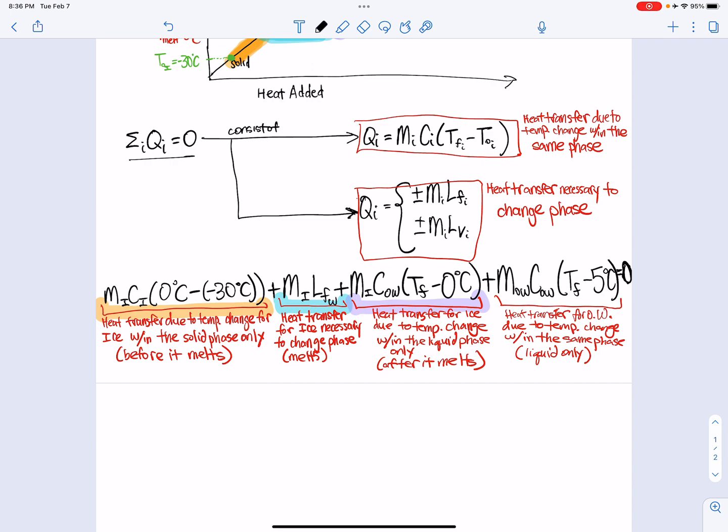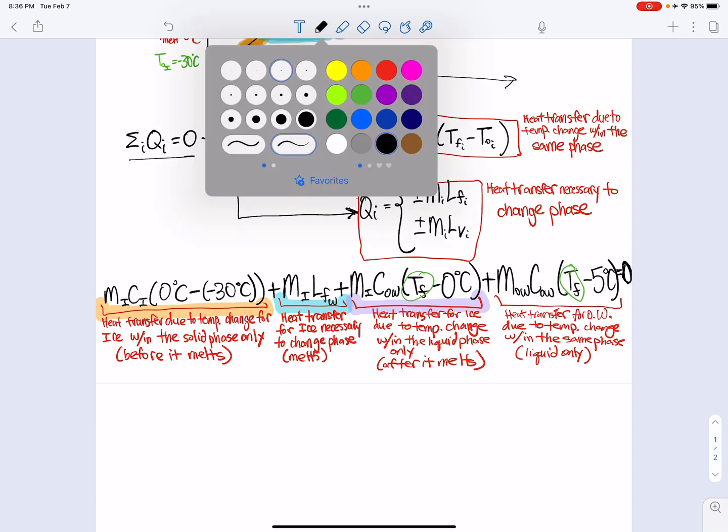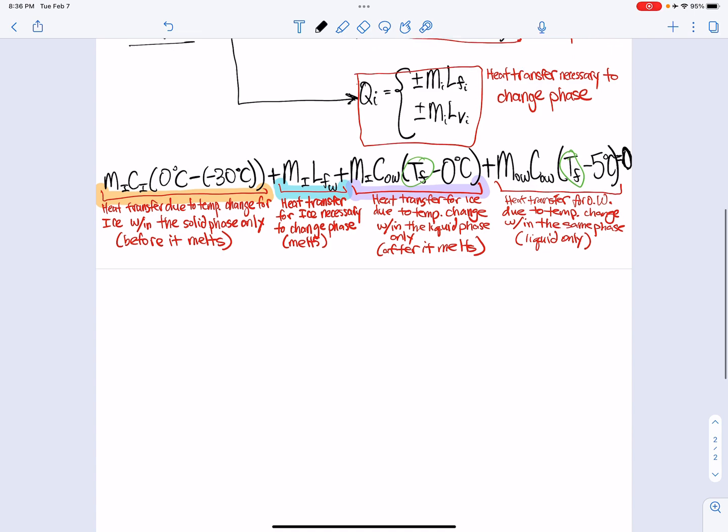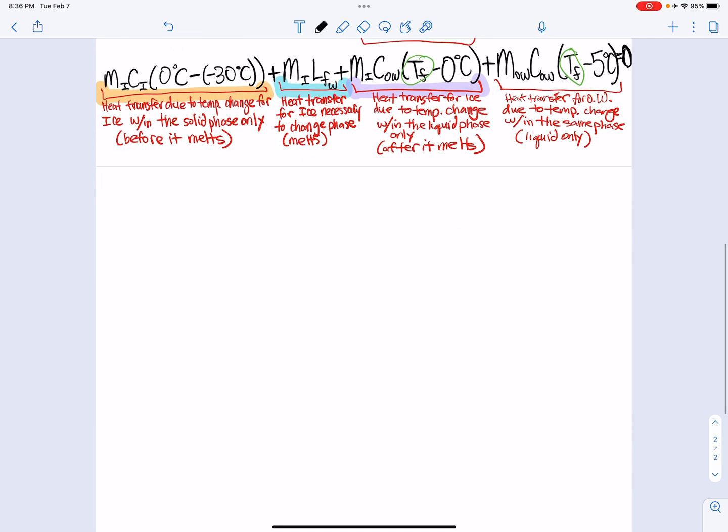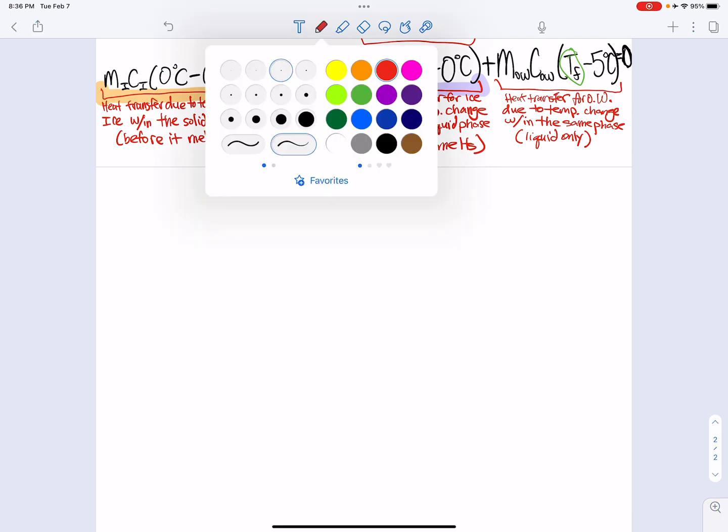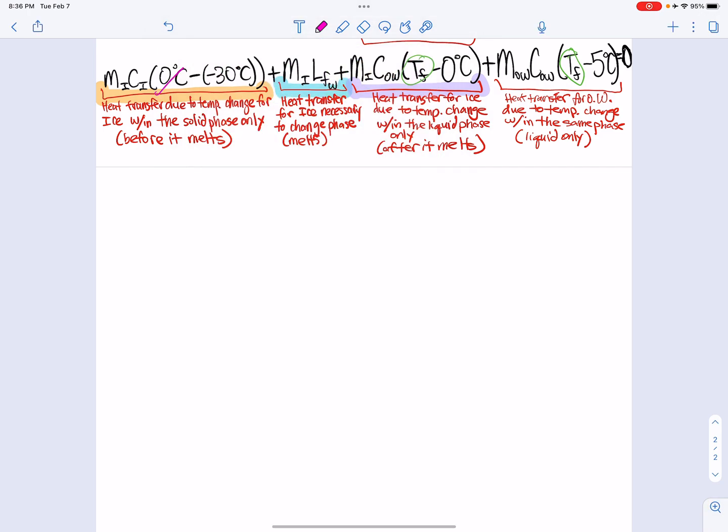So what I want to find is TF, right? I'm just going to rearrange my equation to find TF at this point. Because I have 0 degrees Celsius, this goes to 0. I guess I shouldn't use red since I've already used that. Let's use pink. That goes to 0 and that goes to 0, right?